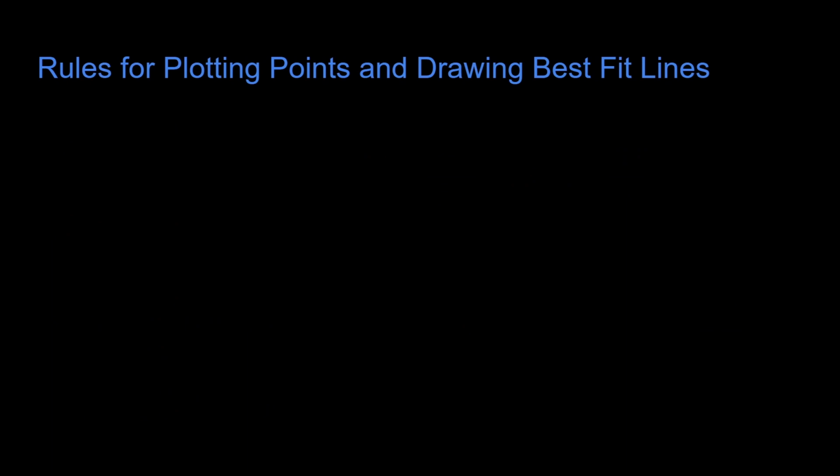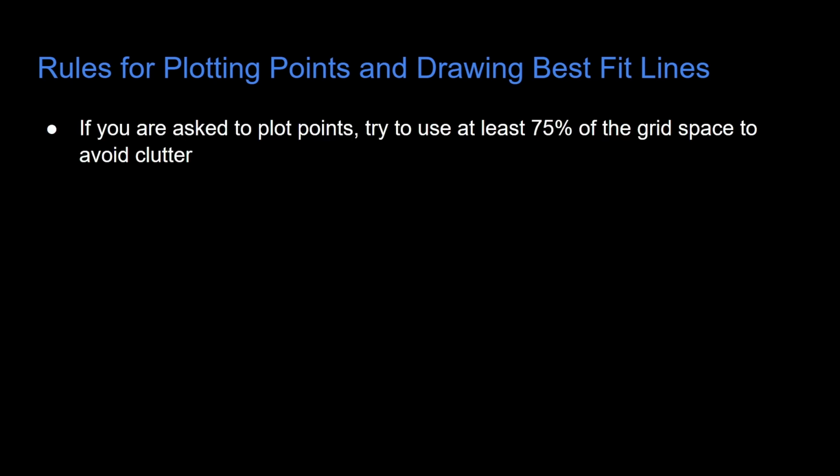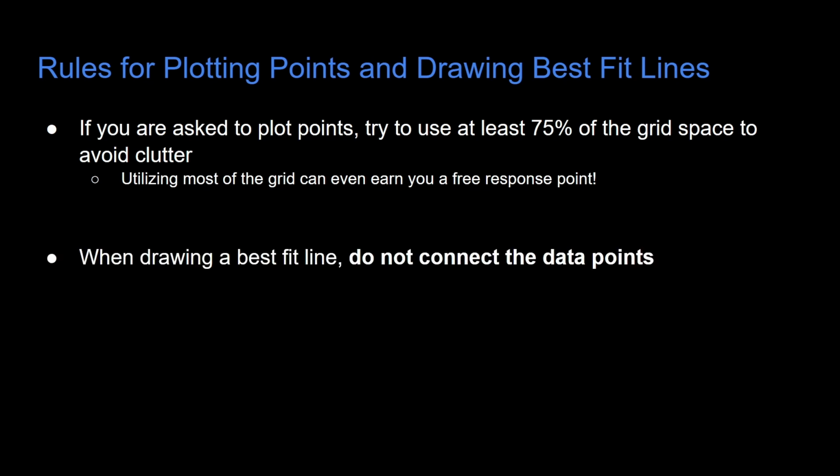Rules for plotting points and drawing best fit lines, which seems a bit odd that we actually have to review, but it's definitely worth it. If you're asked to plot points, try to use at least 75% of the grid space to avoid clutter. And also, utilizing a lot of the grid space even earns you a point. You would not earn one of the 15 points on the question if you didn't use enough of the grid. Usually it's like 50%, they say, but use the space provided to you. Although they really haven't been asking you to plot points recently. They've usually given you the graph.